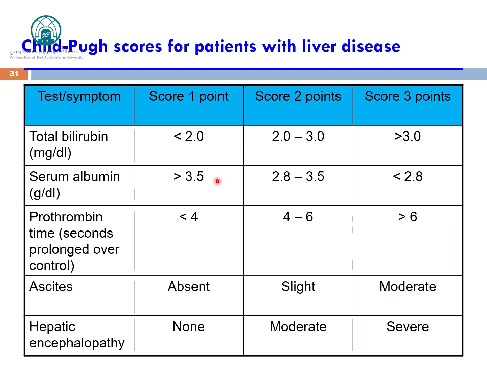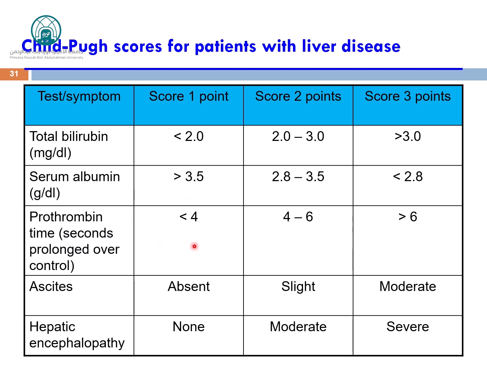It will bind to the free drug. If the liver is diseased, the albumin, which is produced by the liver, will be reduced in concentration. If it is reduced to 2.8 to 3.5, it is score 2. If it is less than 2.8 gram percent in the serum, it is score 3, which is the worst score for serum albumin. For prothrombin time in seconds, if it is less than 4, it is score 1.